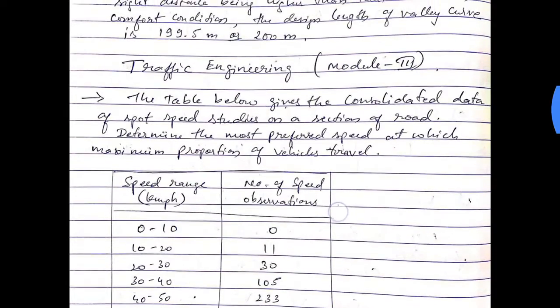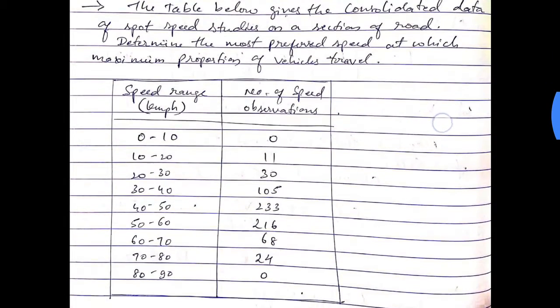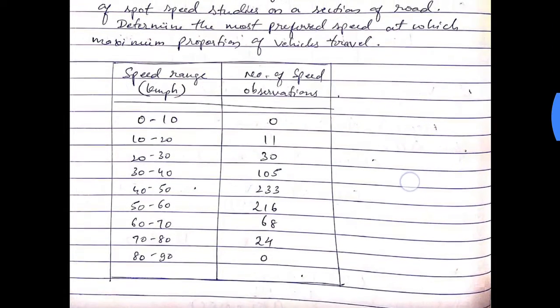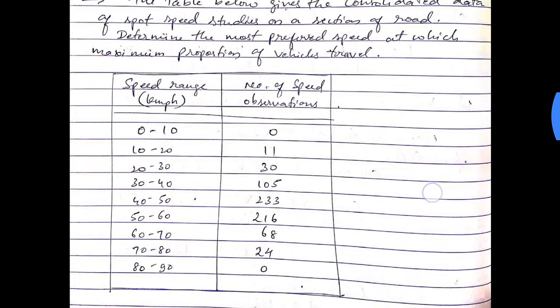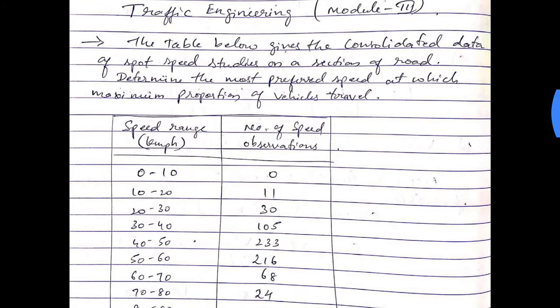We'll now move to the next type of problem or numerical, which is asked from traffic engineering. From traffic engineering, we can expect problems on spot speeds. So there are two different types of problems. I'll go through them. The question is as follows.